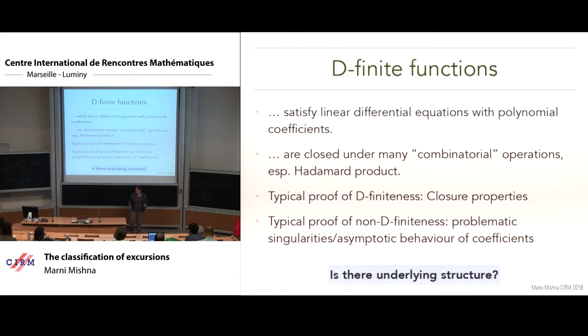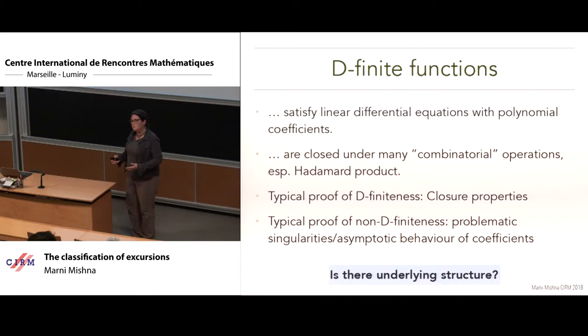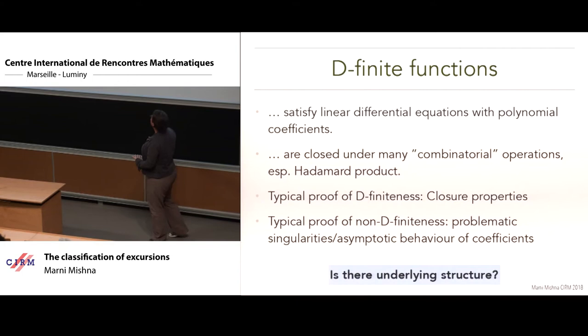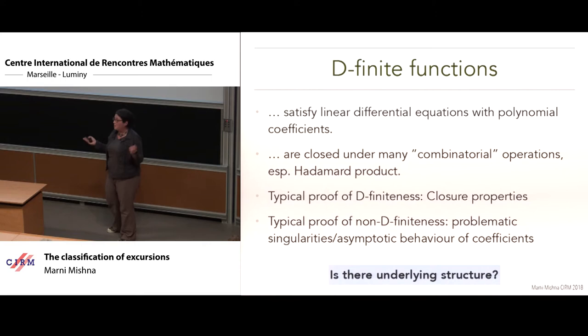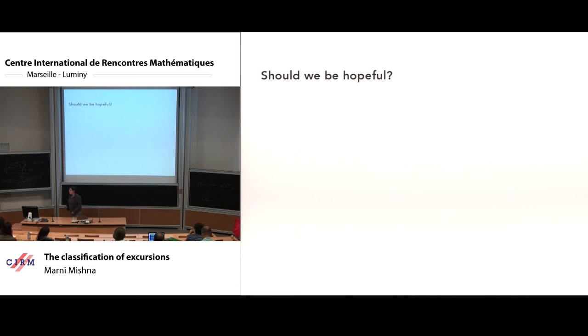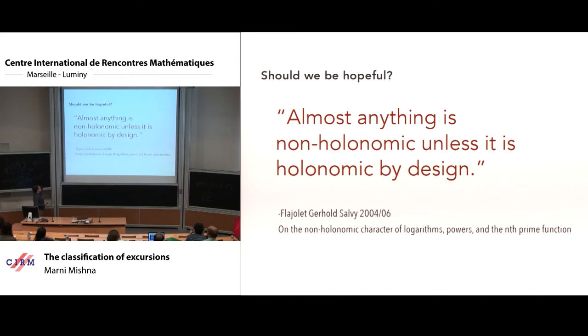You might ask, why is that so interesting? It's because we're really trying to understand: is there an underlying structure to things that have D-finite generating functions, or is it just a fact that happens randomly? Okay? So should we be hopeful? I'm always hopeful. You have a nice quote already in this paper of Flajolet, Gerhold, and Salvy: almost anything is non-holonomic unless it is holonomic by design. Holonomic, in the case of generating series, coincides with D-finite, so it is talking about the same thing.